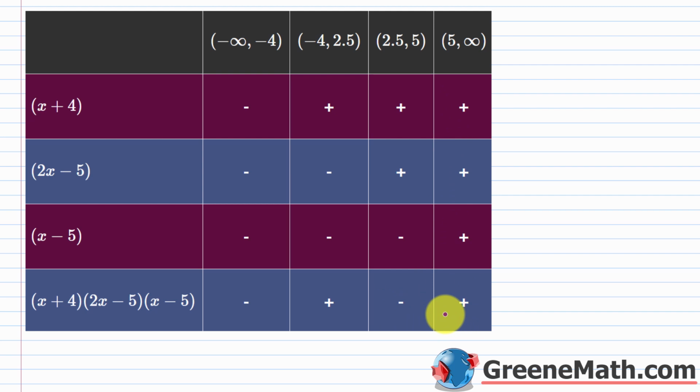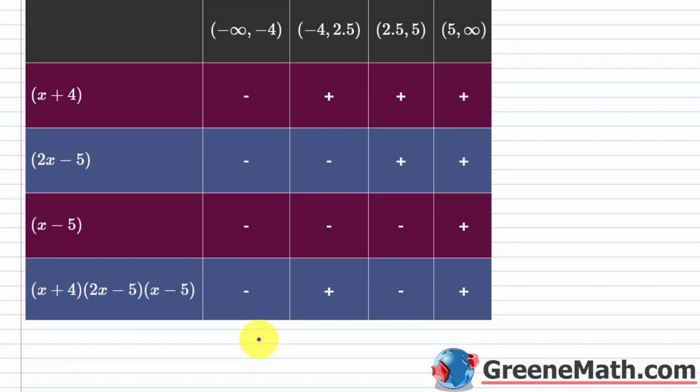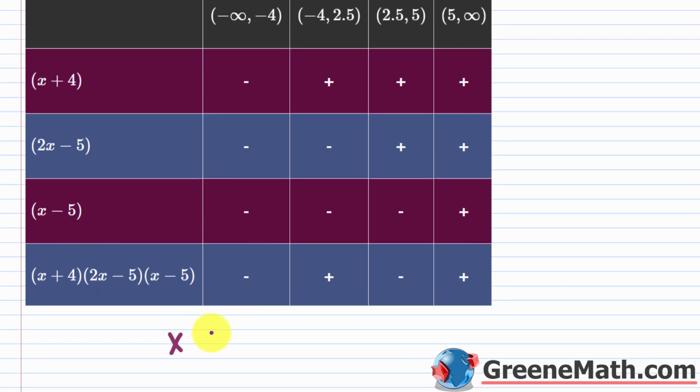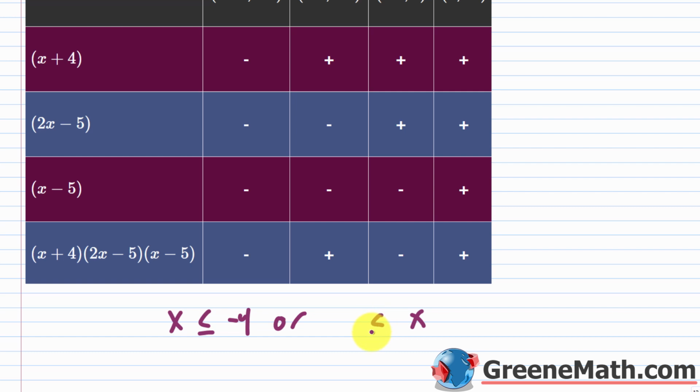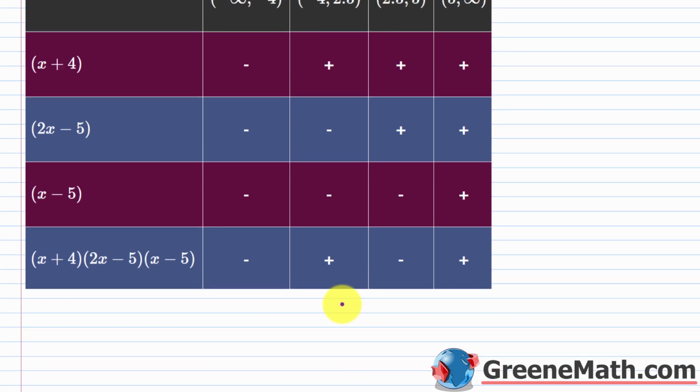So what you can say is that for the less than or equal to scenario here, we would say that x is less than or equal to -4, or you're going to have that x is greater than or equal to 2.5 and less than or equal to 5. So this is what you want. Let me grab this.